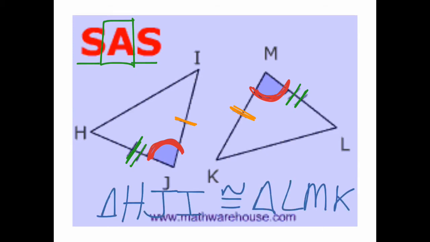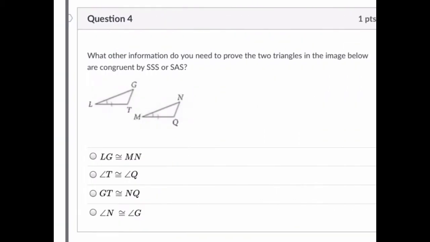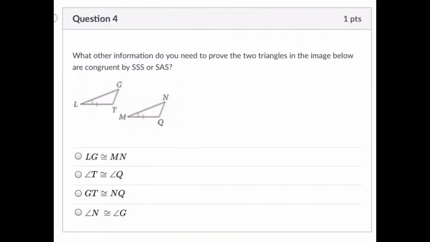And I wrote our congruent statement below. Remember that the order does matter. So here's one of the problems from your homework. It says, what other information do you need to prove that the two triangles in the image below are congruent by either side, side, side, or side angle side?